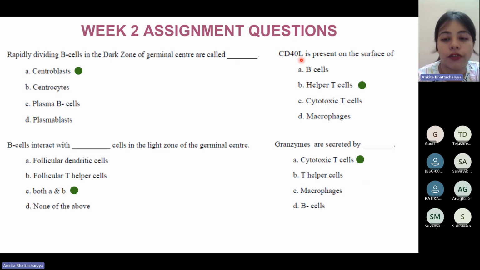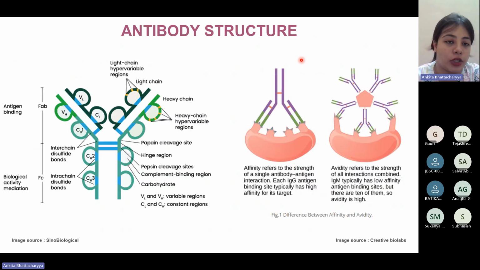And finally, the last question for week 2 was about granzymes. They are secreted by cytotoxic T cells, T helper cells, macrophages, or B cells. Granzymes are secreted by cytotoxic T cells, and they are helpful in killing the pathogen that has come in. So that is the correct option. With this in mind, these were the questions that were given. I hope you were able to address them correctly.